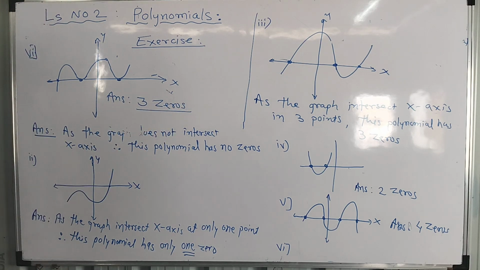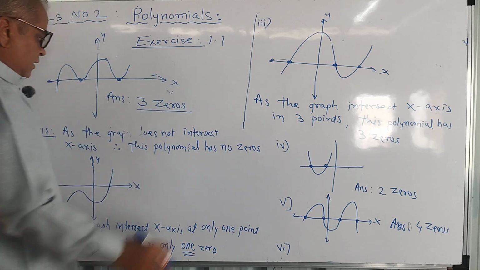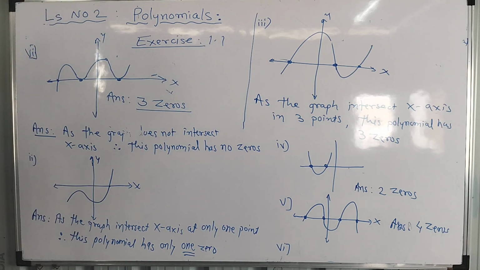Here ends exercise 1.1. This exercise is only for 1 mark. Find the number of zeros for the given polynomial. In the exam or in MCQ, a graph is given, and from that graph we need to write the number of zeros for that polynomial. See, here ends exercise 1.1.